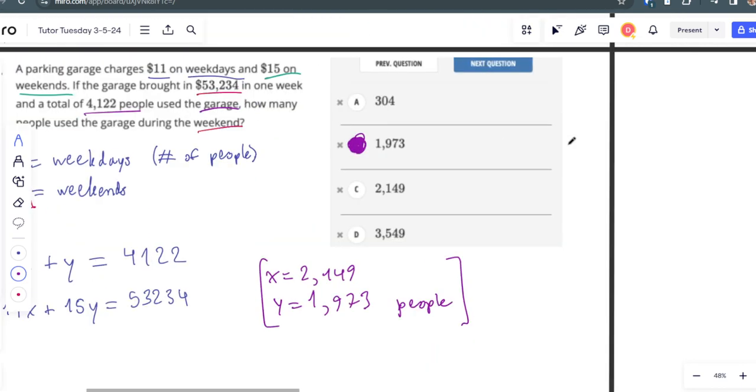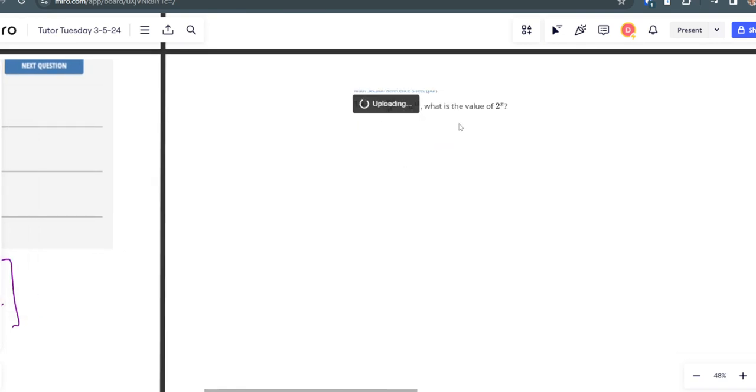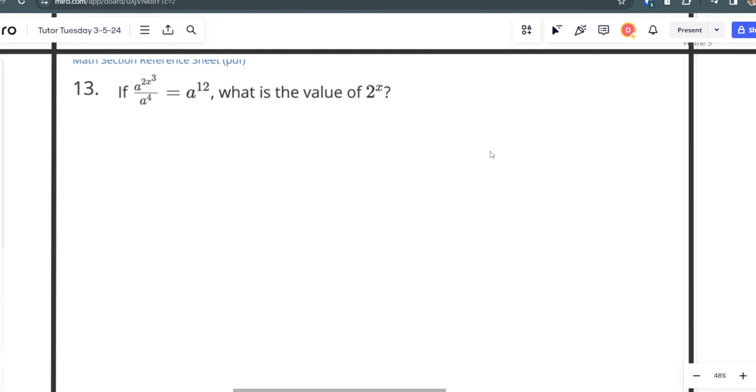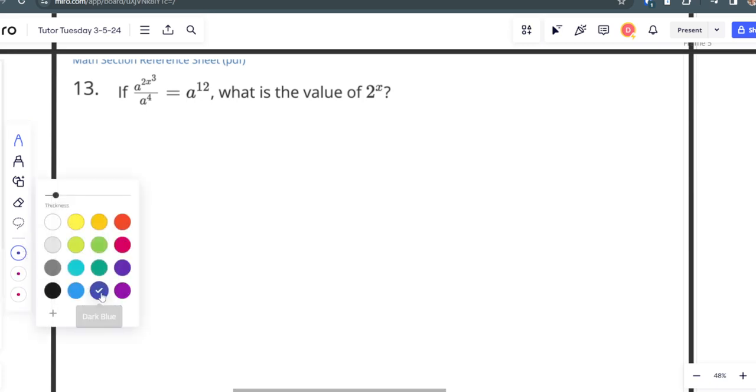Let's keep on moving through the rest of these questions. I think we've got some good question submissions here. Yeah, you'll likely want to use Desmos for at least some of the questions.